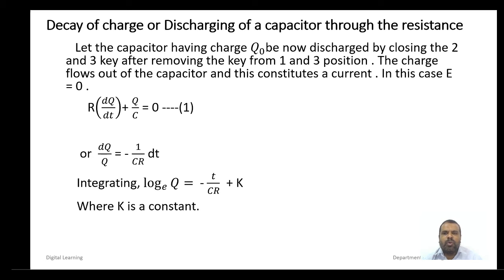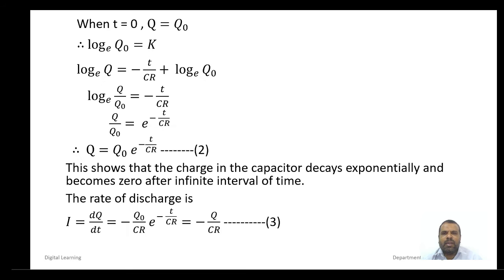Integrating, log q to the base e is equal to minus t divided by CR plus k, where k is a constant. When t is equal to 0, q is equal to q naught. Therefore, log q naught to the base e is equal to k. Log q to the base e is equal to minus t divided by CR plus log q naught to the base e, or log q by q naught to the base e is equal to minus t divided by CR.